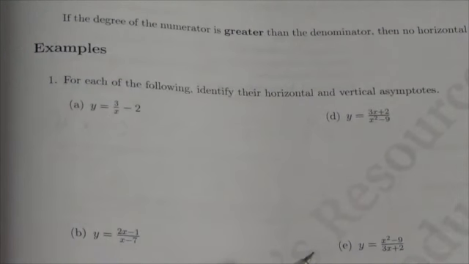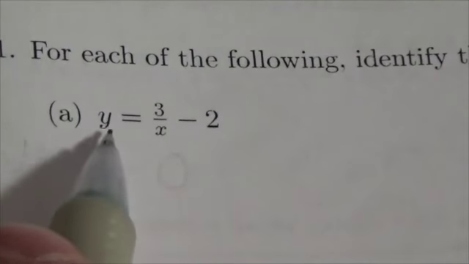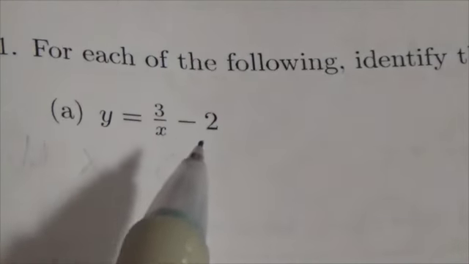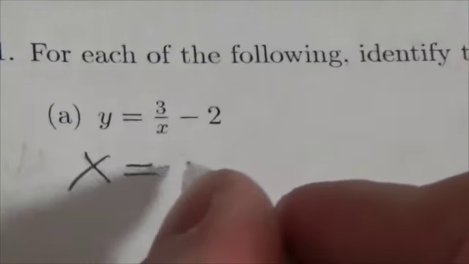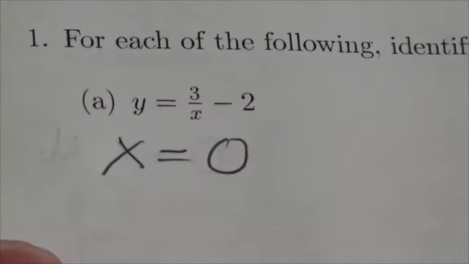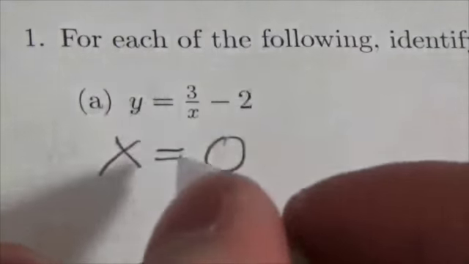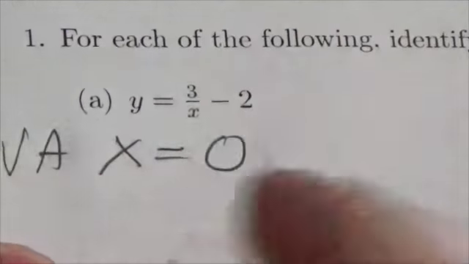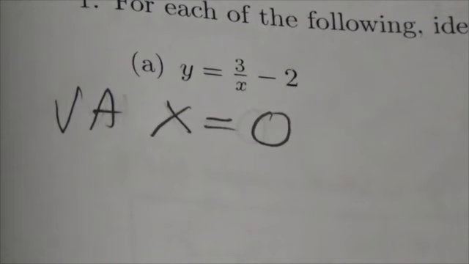Let's just zoom in on this a little bit here. So the first function we're going to deal with here is y equals 3 over x minus 2. Now you should see from this right away that this is going to be undefined when x is equal to 0. Okay, now that's a restriction that we're stuck with. We can't do anything with it. We can't cancel it out here. So that's going to become our vertical asymptote. Okay, the vertical asymptote here is going to be x equals 0.